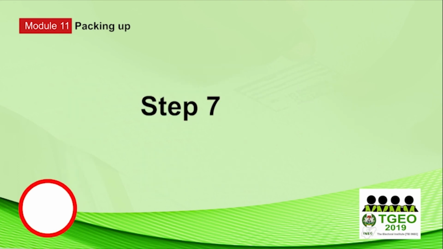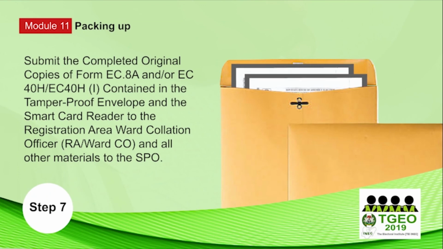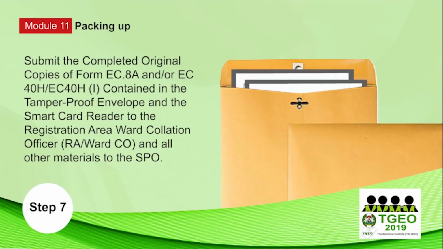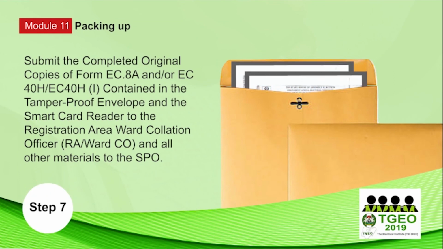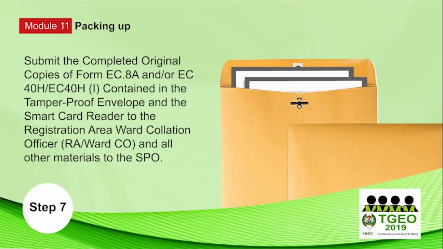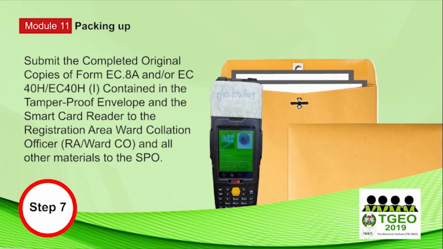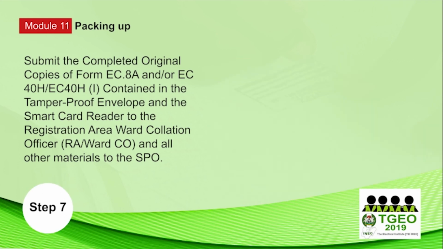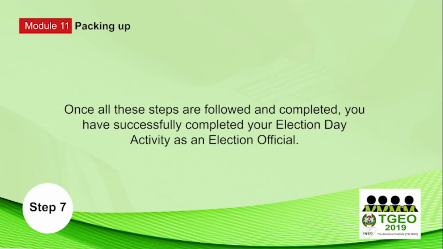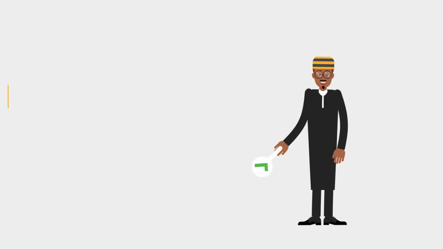Step 7. Submit the completed original copies of Form EC8A series and EC40H and EC40H1 contained in the tamper-proof envelope and the smart card readers to the RA Ward CO and all other materials to the SPO. Once all these steps are followed and completed, you have successfully completed your election day activity as an election official. Good luck.